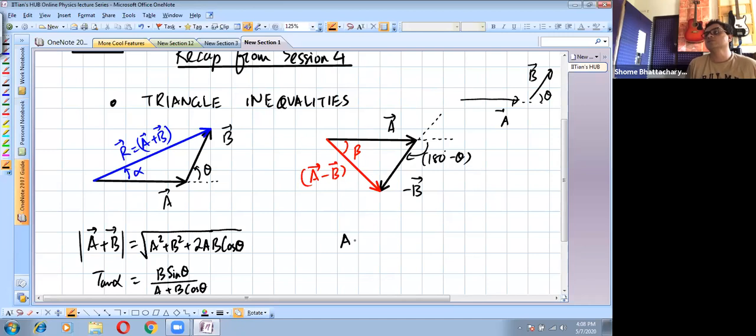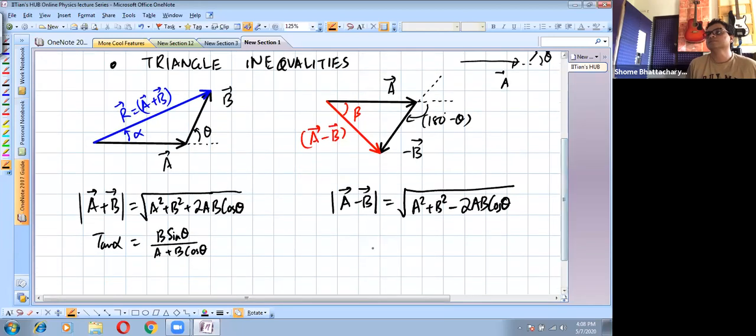Whereas in the second one, we can see the magnitude of A minus B. After doing all that application and derivation and all, it turned out to be this formula: root of A square plus B square minus 2AB cos theta. And this is what we saw towards the end of last lecture. And that angle beta here, the angle that the vector A minus B is making with respect to the vector A, this angle beta, it became such that tan beta is B sin theta divided by A minus B cos theta.